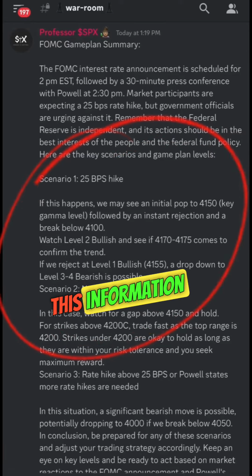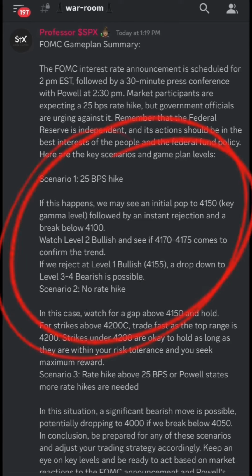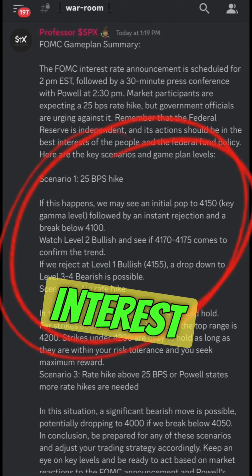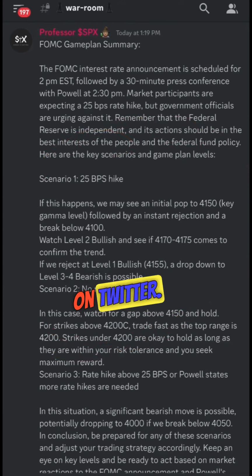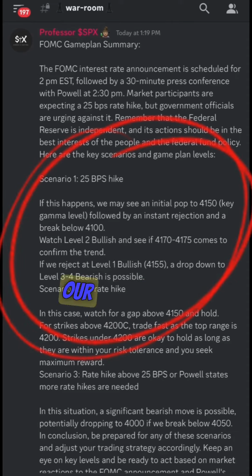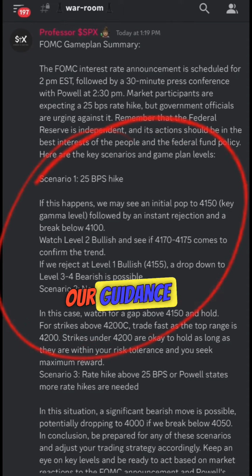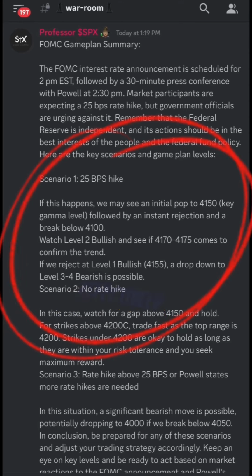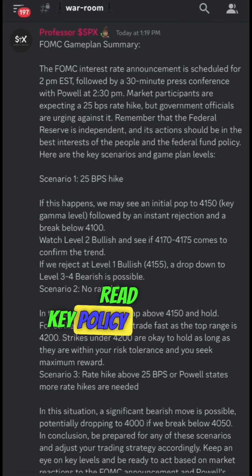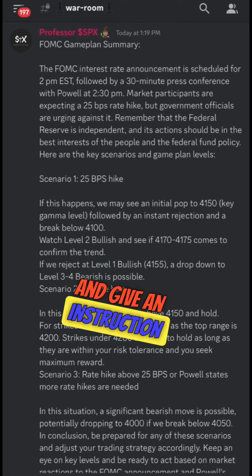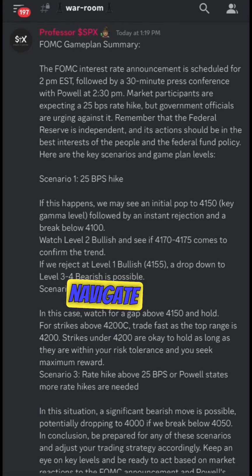I also gave this information to my free Discord 15 minutes prior to the interest rate announcement and shared it on Twitter. So this highlights our education and our guidance on how we can effectively manage and also read key policy errors and give an instruction plan on how we can navigate the market.